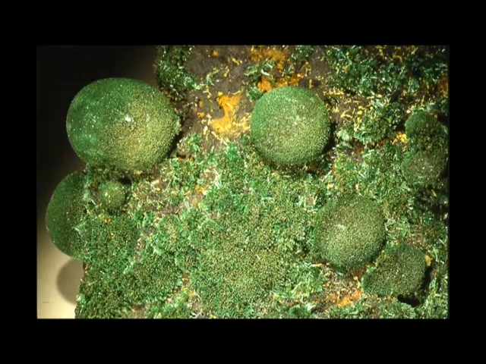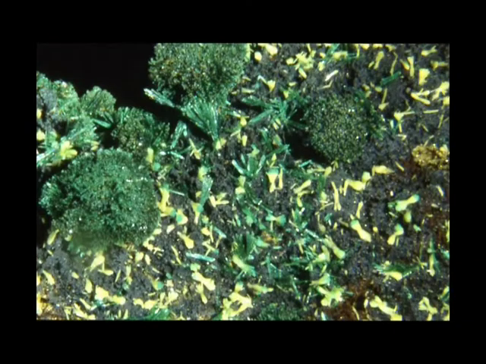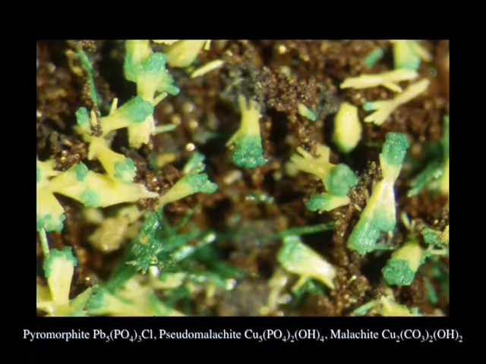There's some balls of malachite, and zooming closer in, we've got these lovely little bow ties of pyromorphite and pseudomalachite. So the pyromorphite, which is a lead mineral, has been capped by little pseudomalachites at the end. So the pseudomalachite is a copper phosphate, and the pyromorphite's a lead phosphate.